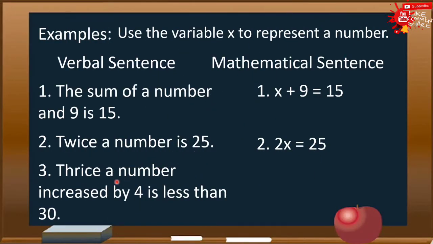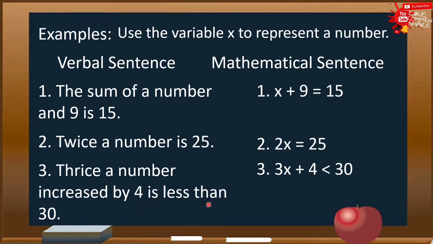Now let us have example number 3. So we have here, thrice a number increased by 4 is less than 30. So we have here thrice a number. So a number will be represented by a variable x because it is stated in our instruction. Then thrice, it means that we will multiply it by 3. Then we have increase, so it will be plus sign. So we have here thrice a number, so that's why we have 3x. Increased by 4, that's why we have plus 4.